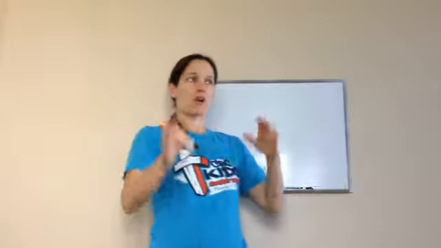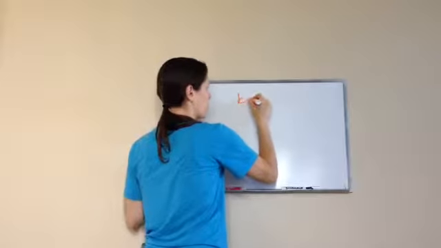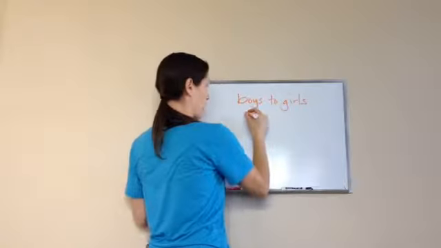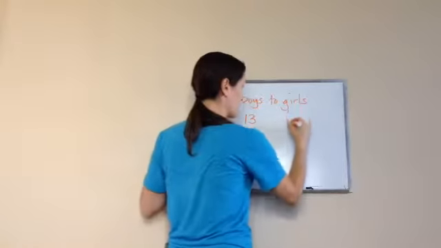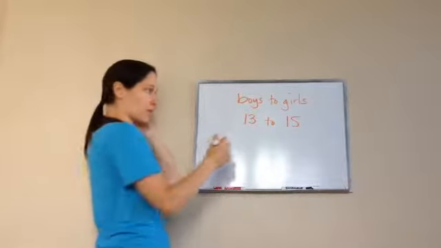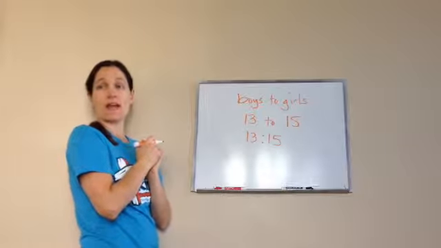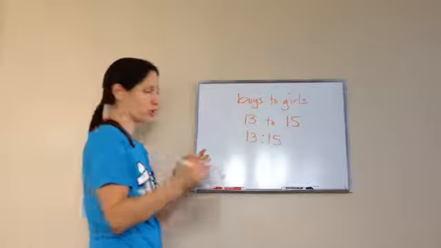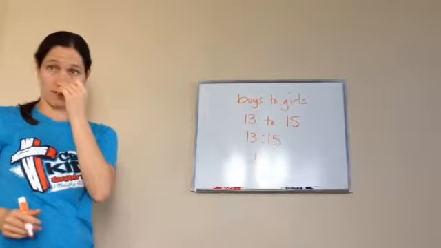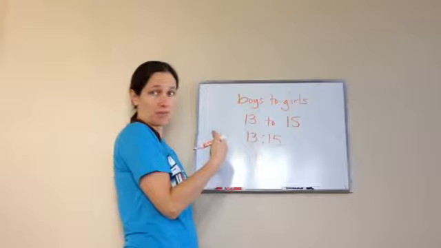For example, if there are 13 boys and 15 girls at the park, then the ratio of boys to girls is... they said that there were 13 boys and 15 girls. So you could say 13 to 15, like that. Another way to write a ratio is like this. Okay? And the way I want you to write a ratio the most is in fraction form. 13 and 15.